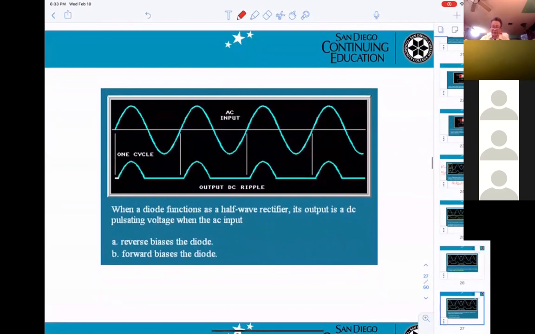Now, when a diode functions as a half-wave rectifier, its output is a DC pulsating voltage when the AC input is in which bias: reverse bias, forward bias? The answer is B. Very good, B.